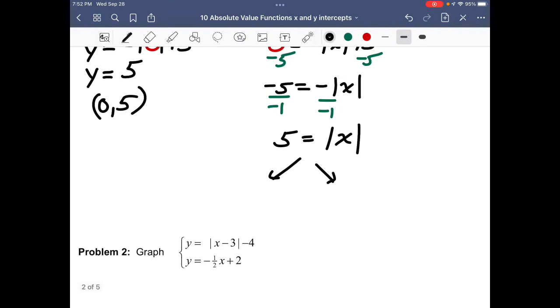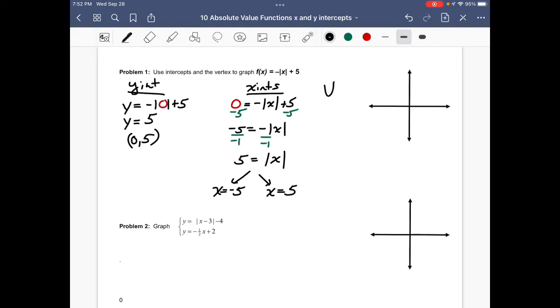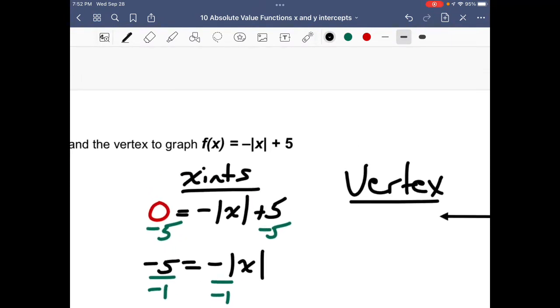Now the absolute value of X is isolated. So we're going to end up with X equaling the positive and X equaling the negative. So it looks like I've got 2 X-intercepts. And then don't forget about the vertex. The vertex is still part of the thinking here.